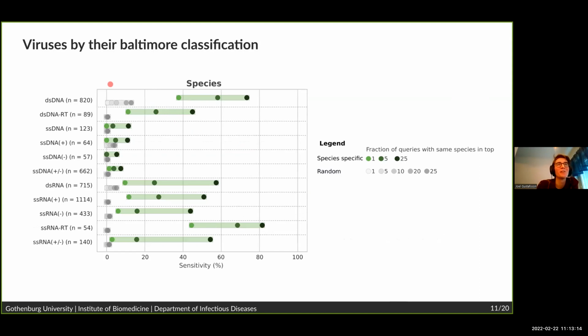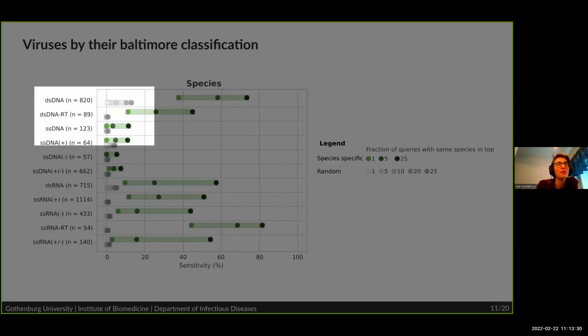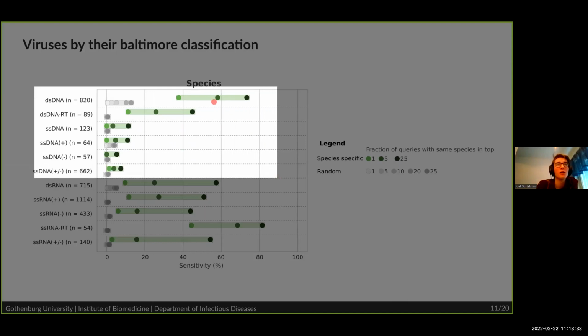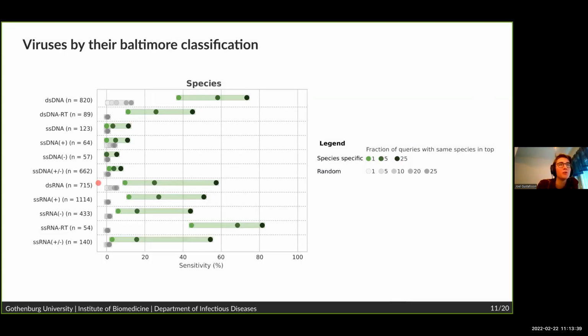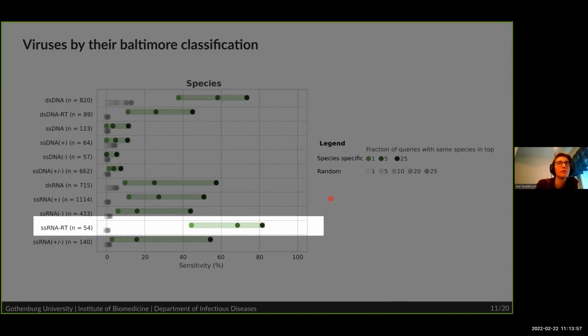If we instead look at viruses by their Baltimore classification, which is really their type of genome, so double-stranded DNA or single-stranded RNA, for instance, you see that double-stranded DNA, among all the DNA viruses, have this preference for some k-mers much more prominently than single-stranded DNA do, which is not the case for RNA viruses, where we see sort of equal scores across all of the double-stranded and single-stranded versions, but the retrotranscribing viruses, so the retroviruses, have much higher scores in general.